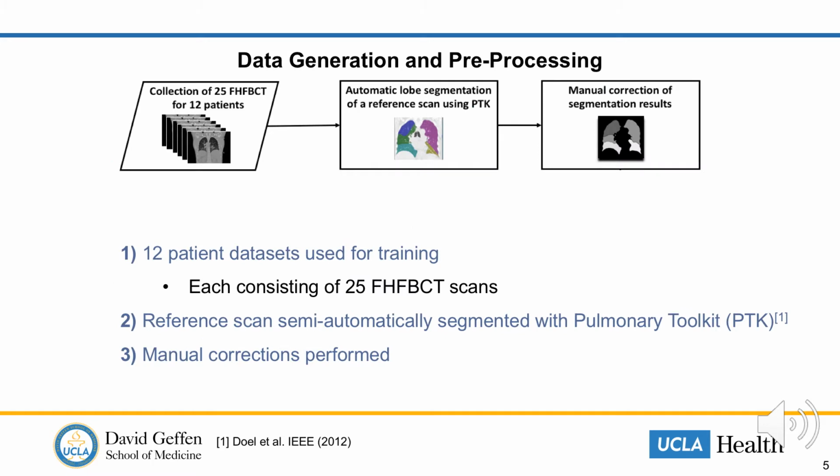Looking at a flowchart describing the data generation and preprocessing workflow, a set of 12 patient datasets was used for training purposes in which each dataset consisted of 25 free-breathing scans. An arbitrarily selected reference scan was semi-automatically segmented using the Pulmonary Toolkit software, where we first generated an initial estimate of the segmentation using PTK's automatic tool and then manually corrected for errors.